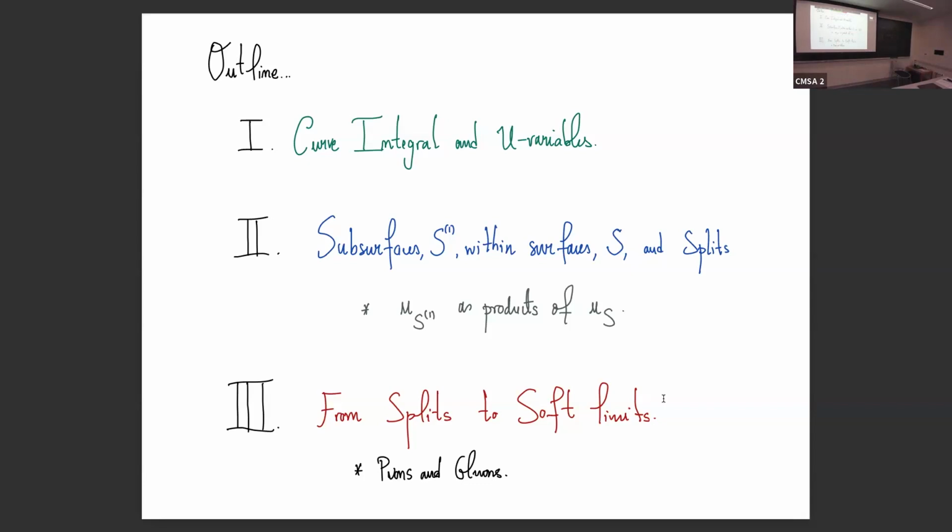And then in the last part, very quickly, I'll explain how we can use them to access soft limits, which now can be more interesting for pions and gluons, precisely because recently we've seen that we can connect pions and gluons to scalars in a simple way, which I'll also describe.